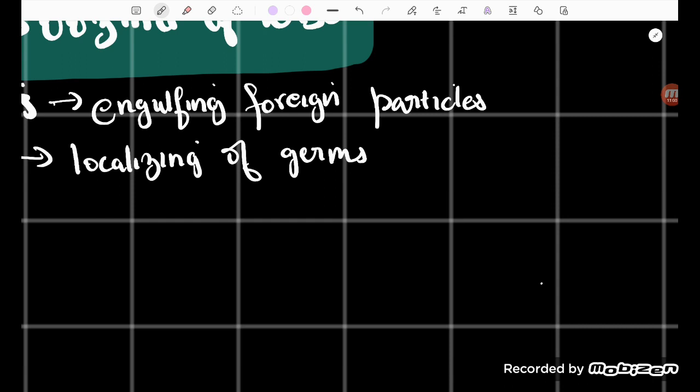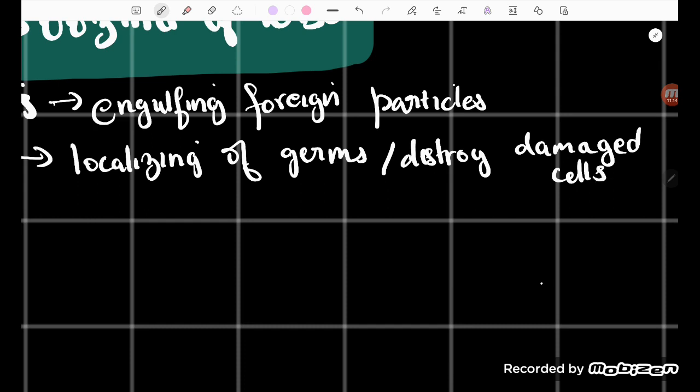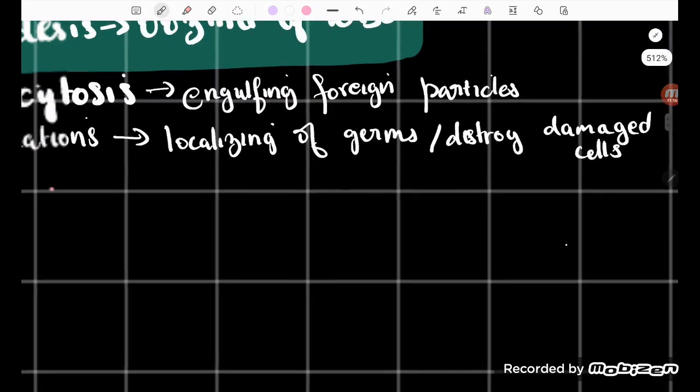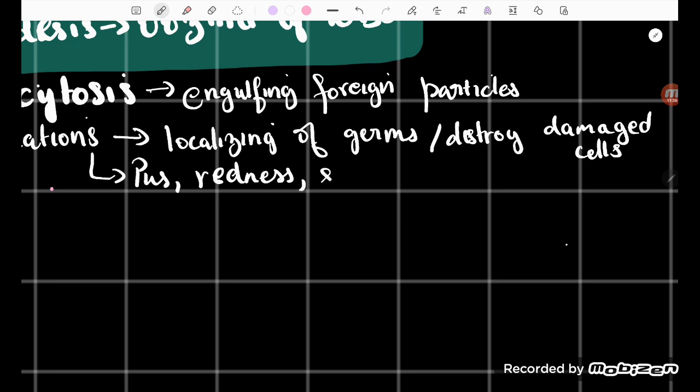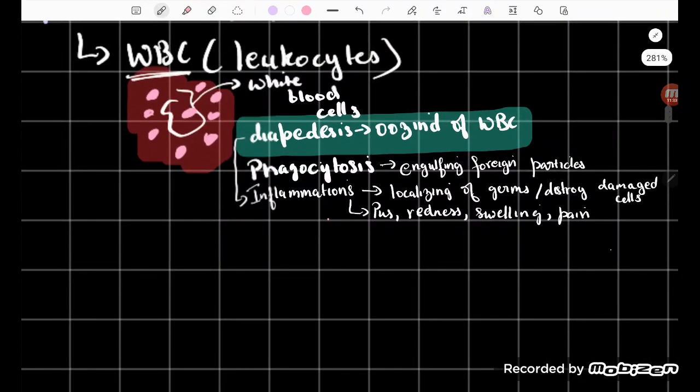They also destroy damaged cells, so that is something to remember. Destroy damaged cells. So this causes pus, redness in the area, and swelling, pain, etc. This is something important to remember, these three.